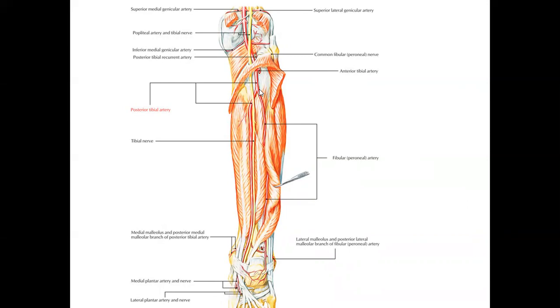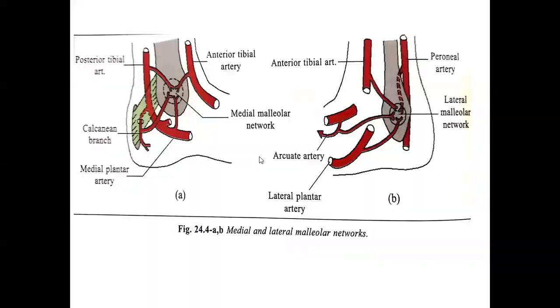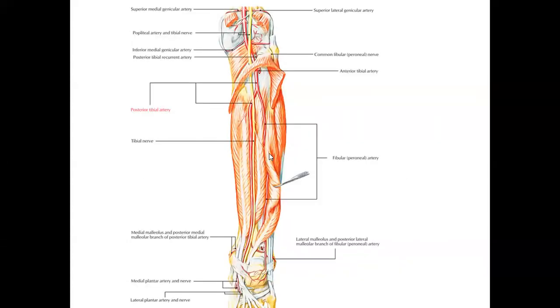Then what does it do? It runs obliquely towards the fibula and then descends along the medial crest of fibula in a fibrous canal between the tibialis posterior muscle and flexor hallucis longus muscle. It runs down. It passes behind the inferior tibiofibular joint and the ankle joint, and then it ends on the lateral surface of the calcaneum by terminating into lateral calcaneal arteries.